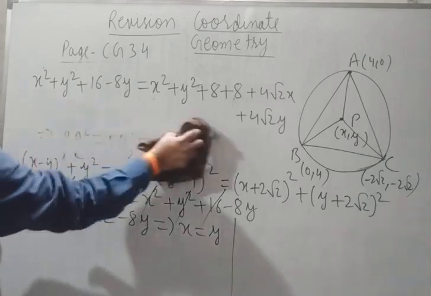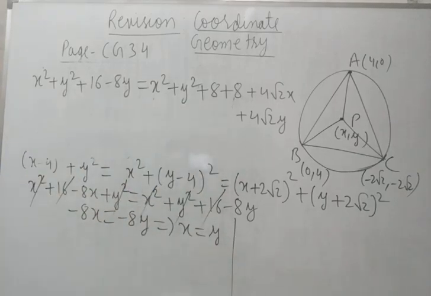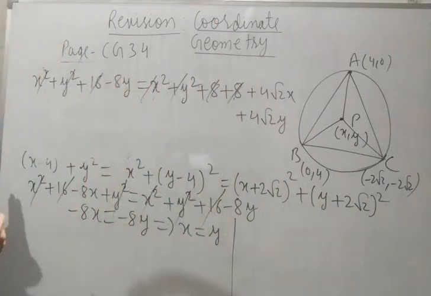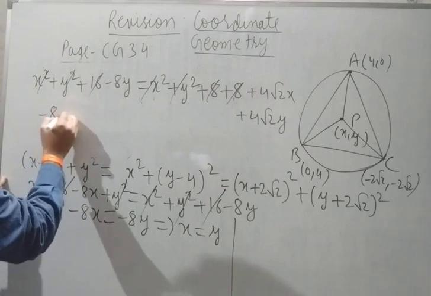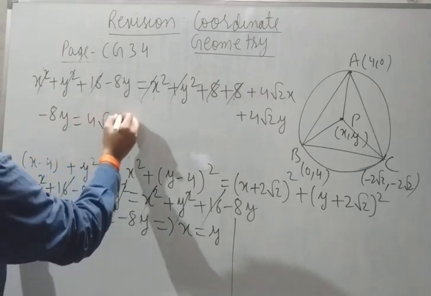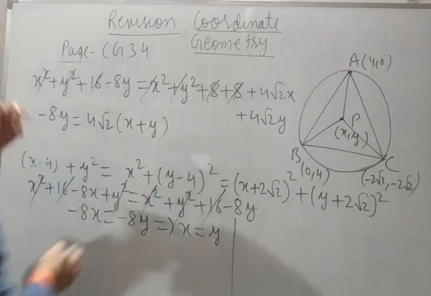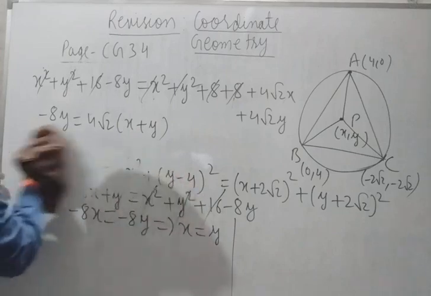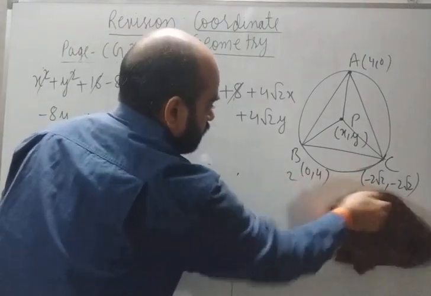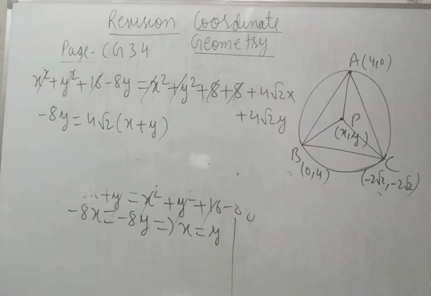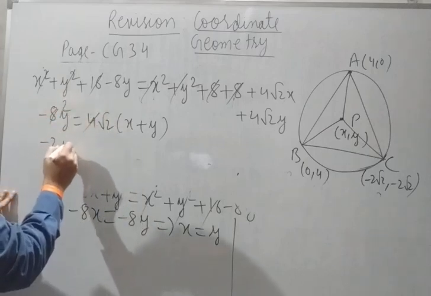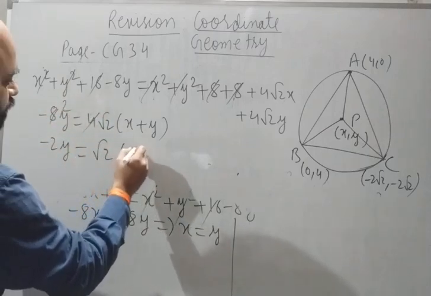So finally this will give x square, y square cancelled, 8 plus 8 is 16, cancelled. So what is left? Minus 8y is equal to 4 root 2 common, (x plus y). Clear? So we can cancel this, so that gives minus 2y is equal to root 2 (x plus y).